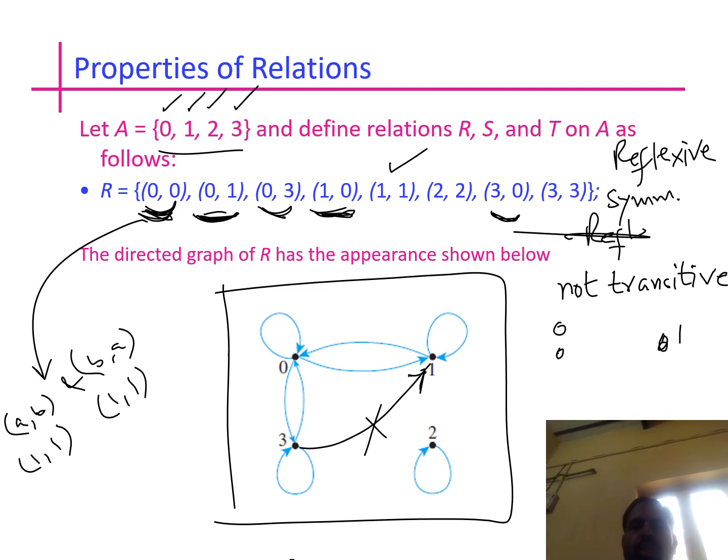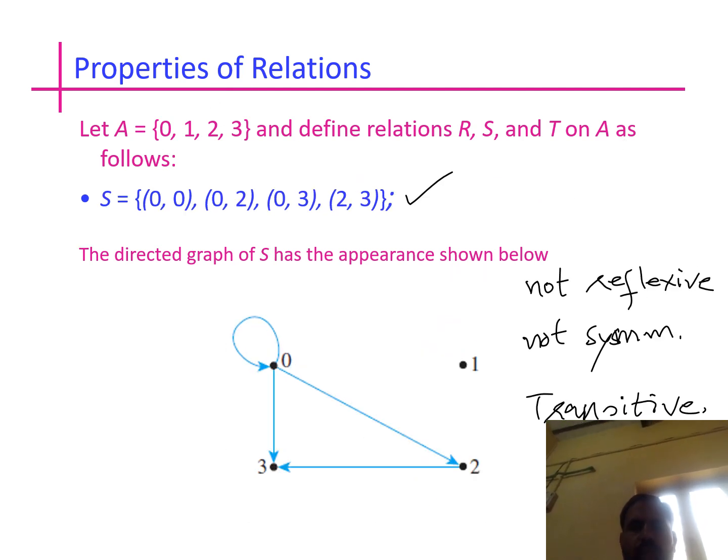Here we give the answer. Let A be equal to this and R equal to this, so the directed graph of R has the appearance shown below. Since it has 0 1 and 1 0, it's not transitive, it's reflexive, and it's also symmetric.